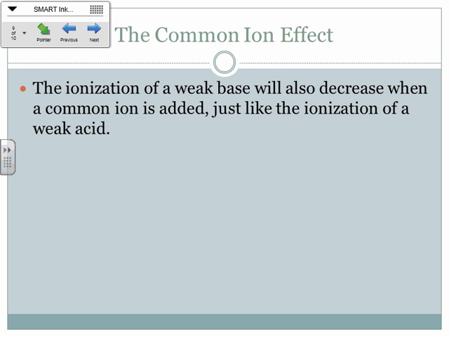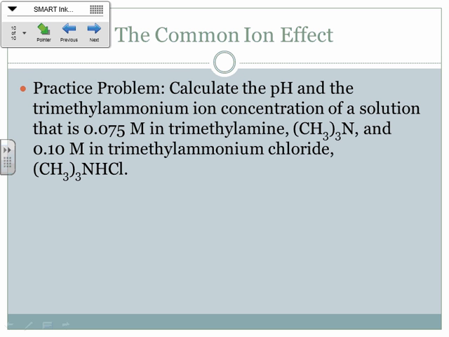The ionization of a weak base will also decrease when a common ion is added, so this works for bases just like it does for acids. So here's an example problem for that. Calculate the pH and the trimethylammonium ion concentration of a solution that is 0.075 molar in trimethylamine and 0.1 molar in trimethylammonium chloride. Okay, this one, it might be a little bit tougher to see initially.